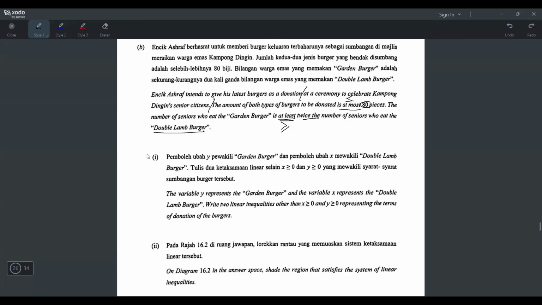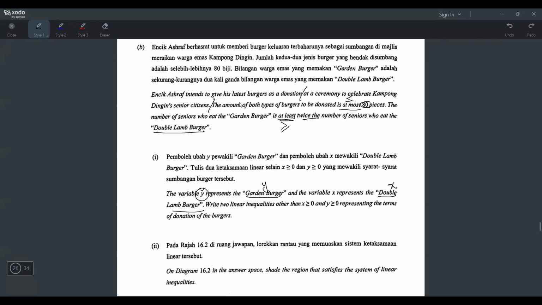You see, number 1, they say what? The variable y represents garden burger. So now I know garden burger is y. And then x represents double lamb burger. So now I know double lamb burger is x. And then they say write two linear inequalities other than x bigger than 0, y bigger than 0, representing the terms of donation of burgers. So now you already know what your x and y represent. Now it's easy to write your inequality.